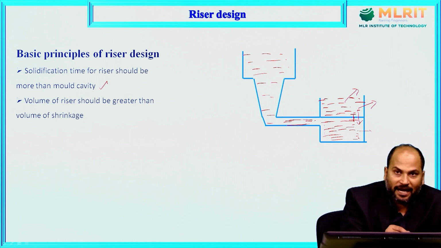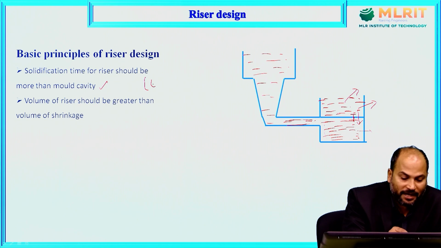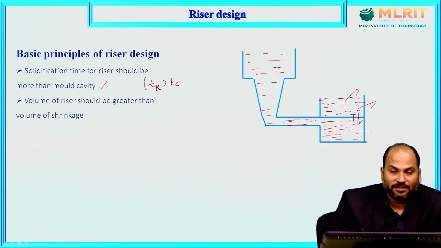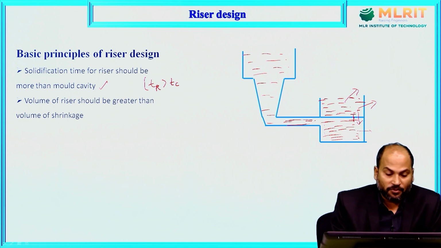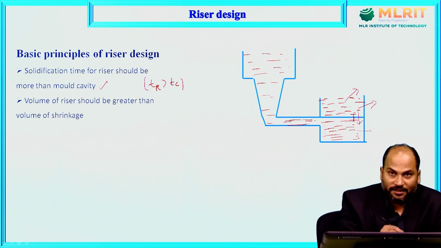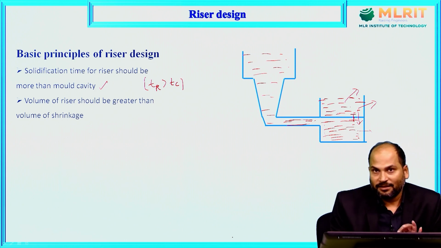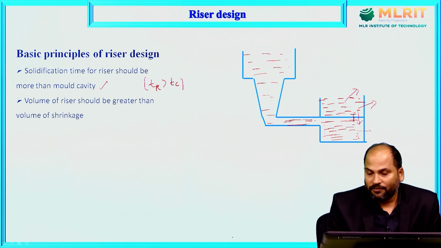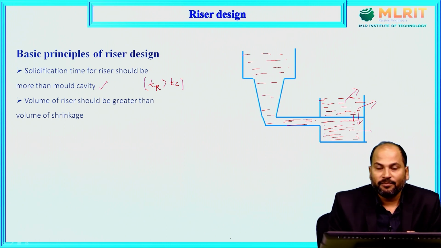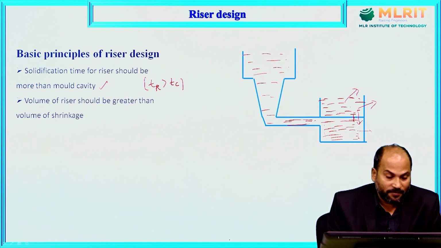If we write this in terms of solidification time, the solidification time for the riser, T, should be greater than the solidification time for the mold cavity, that is C. It is very important to understand this. Under this condition, the metal will be in the liquid state in the riser, and it will easily come and fill whatever shrinkage has happened in the mold cavity.